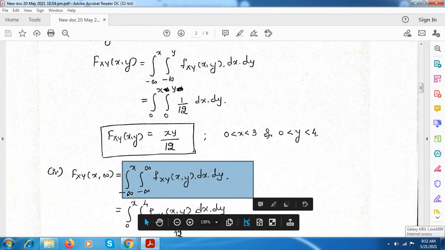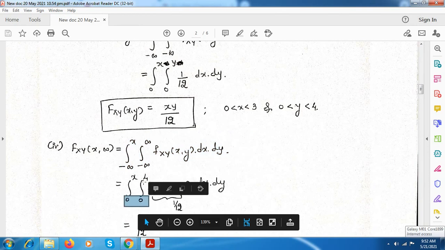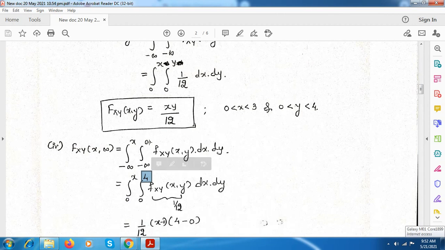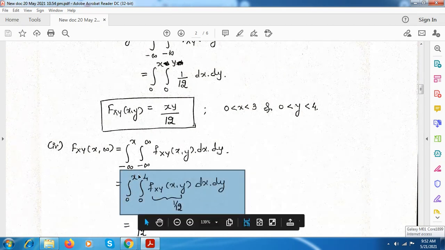So here the first integration is from minus infinity to x, and the next one is from minus infinity to infinity, because y is equal to infinity here, and this is the bivariate PDF, dx into dy. In both cases the lower limit is 0, and for y the maximum limit they have given is 4. So instead of infinity, here we have the value 4. So the equation becomes integration 0 to x, integration 0 to 4, and this value is 1 by 12, dx into dy.